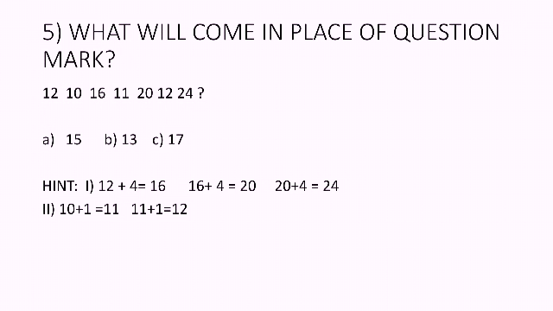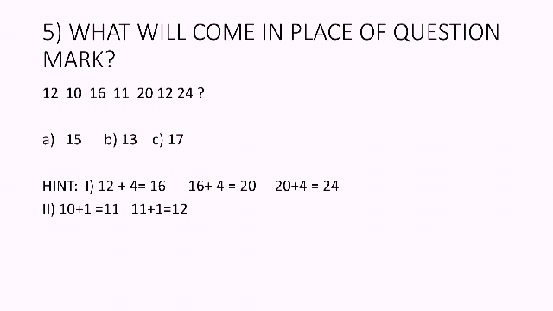I am repeating again. If you add 4 with the first number, you are getting the third number, which is 16. Again, you add 4 with the third number, you are getting the fifth number, that is 20. If you add 4 with 20, you are getting 24, that is the seventh number. Similarly, if you add 1 with the second number, that is 10, you get 11. That is the fourth number. If you add 1 with 11, you get the sixth number, that is 12.